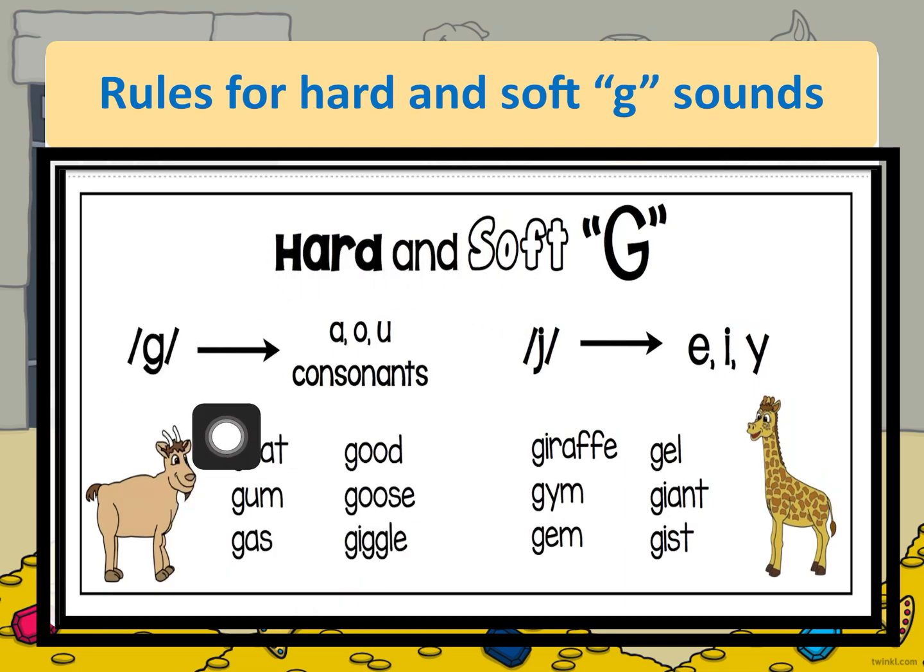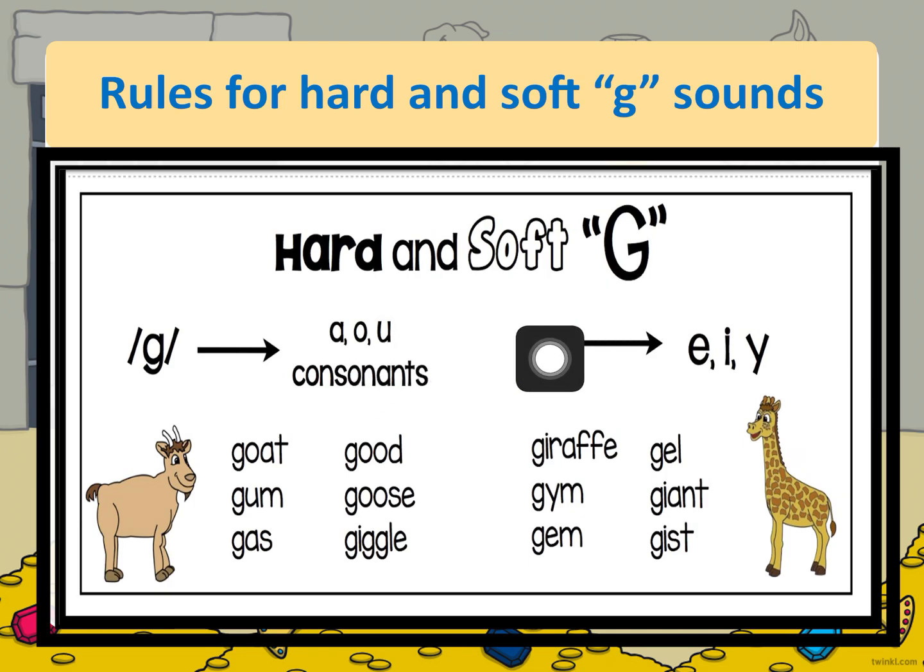Alright, so here are some hard G words. Hard G comes before A, O, and U, or before consonants. Alright, so the word goat, G, G, that's a hard G. What about the word good? G, good. Let's look at the word gas. That comes with an A after it. G, gas. And the word giggle. Alright, so these are some hard G sounds and they usually come before A, O, and U.